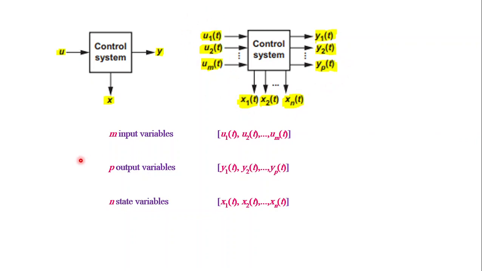That's all. So these m input variables u1, u2, etc. um are also called the input vector. The p output variables y1, y2, etc. yp are the output vector, and the n state variables x1, x2, etc. xn are called the state vector.